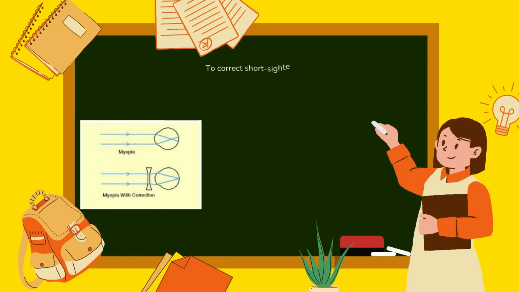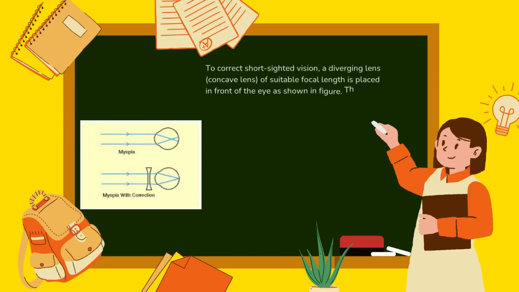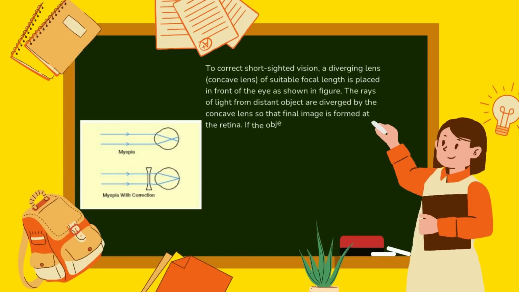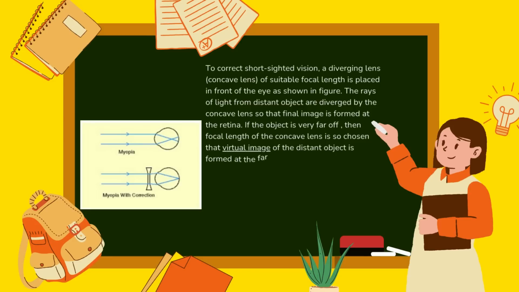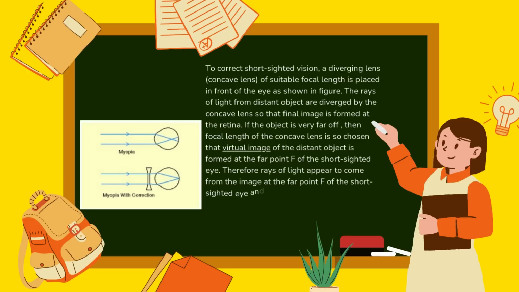To correct short-sighted vision, a diverging lens, concave lens, of suitable focal length is placed in front of the eye as shown in figure. The rays of light from distant object are diverged by the concave lens so that final image is formed at the retina. If the object is very far off, then focal length of the concave lens is so chosen that virtual image of the distant object is formed at the far point F of the short-sighted eye. Therefore, rays of light appear to come from the image at the far point F of the short-sighted eye and not from the more distant object.